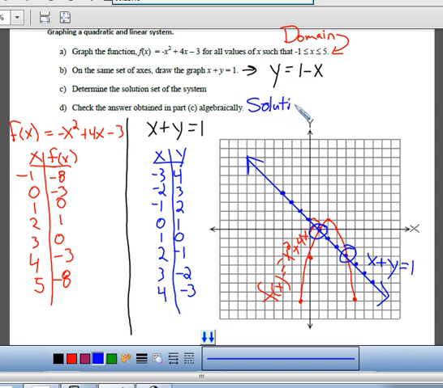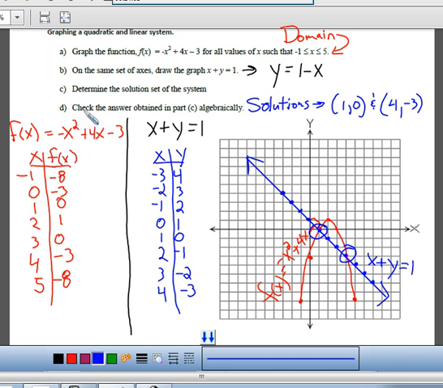Solutions. And we have the point 1, 0 and the point 4, -3.